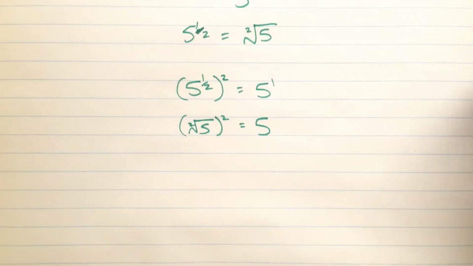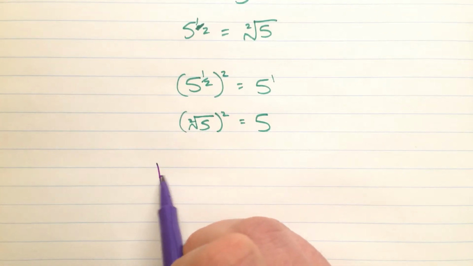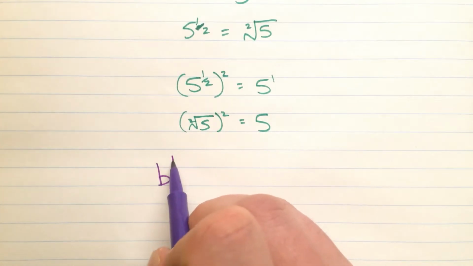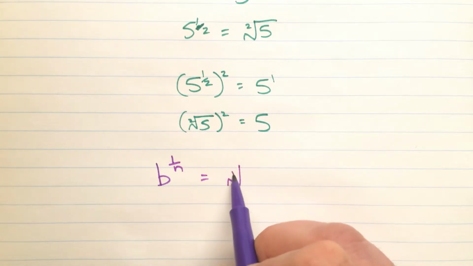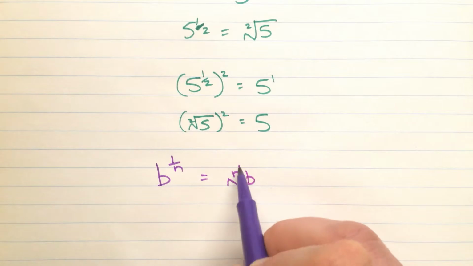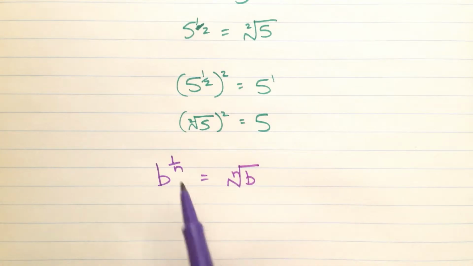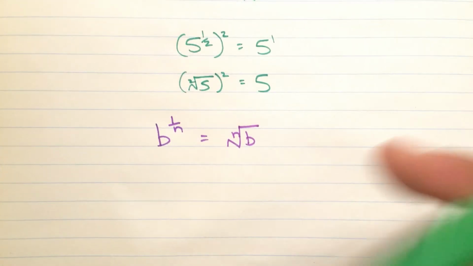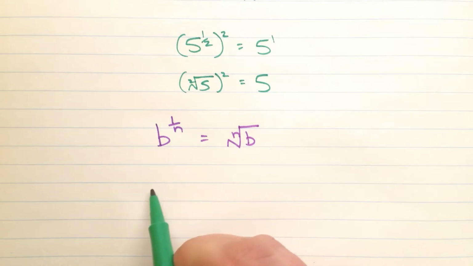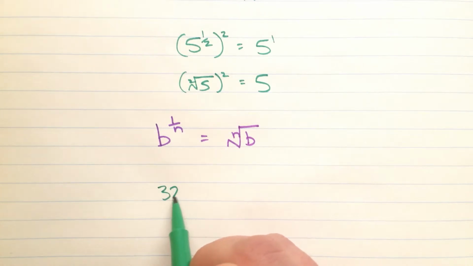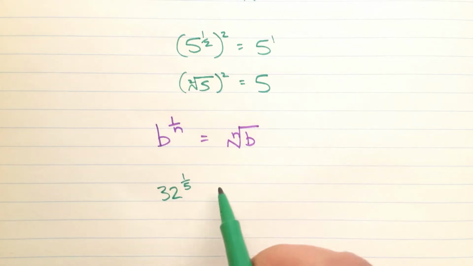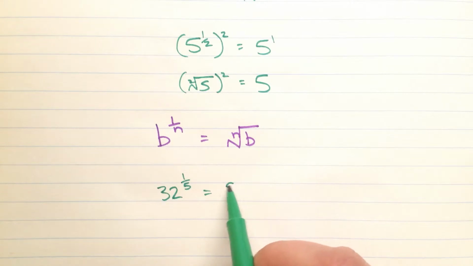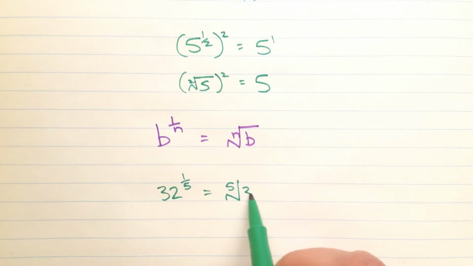So in general, we have this idea. If you have some base b and you raise it to the power 1 over n, that is equal to the nth root of b. Now this number could be something different, like a 7 or something. Let's do 32 to the 1/5, which is equal to the 5th root of 32.